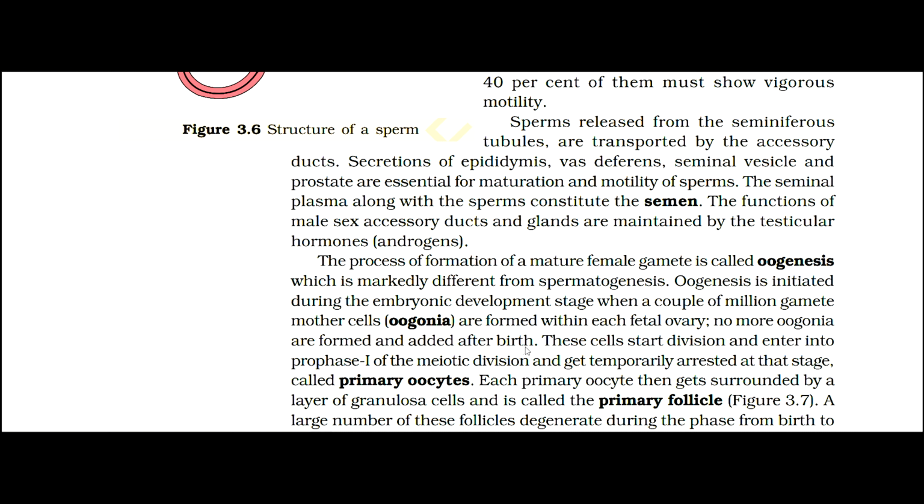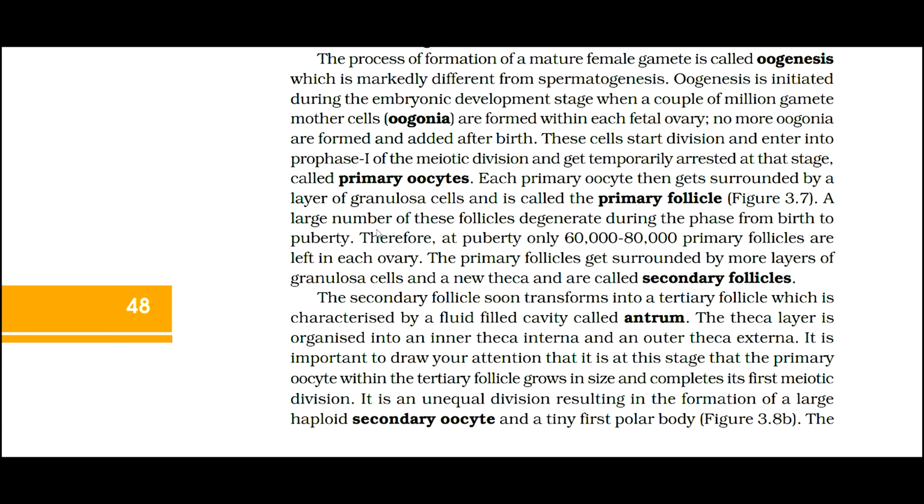These cells start division and enter into prophase 1 of the meiotic division and get temporarily arrested at that stage, called primary oocytes. Each primary oocyte then gets surrounded by a layer of granulosa cells and is called the primary follicle, which is given in figure 3.7. A large number of these follicles degenerate during the phase from birth to puberty. Therefore, at puberty, only 60,000 to 80,000 primary follicles are left in each ovary.